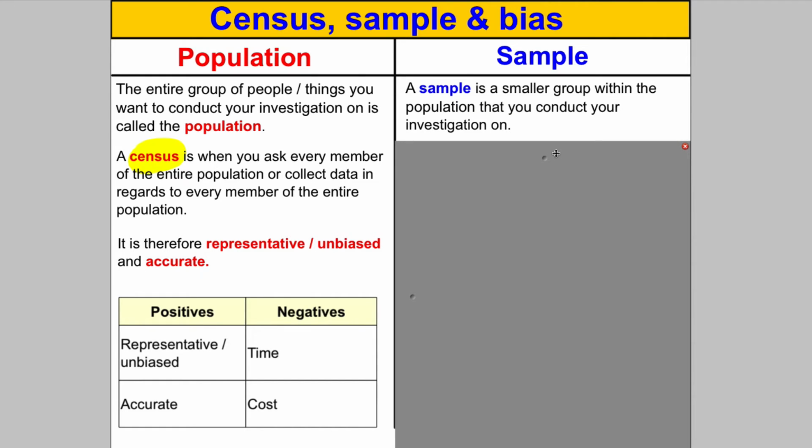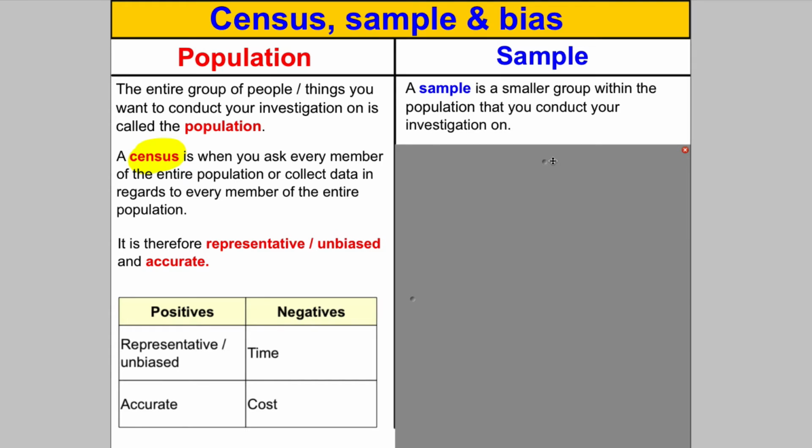Now, a sample is something you do. It's a smaller group within that population that you conduct your investigation on. It may not be possible for me to ask every boy and girl in the UK if they like maths or not, so maybe I might ask 100 and use that information to make some judgment about the whole population.